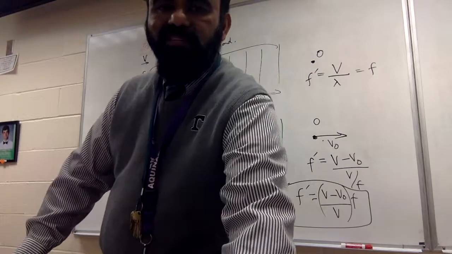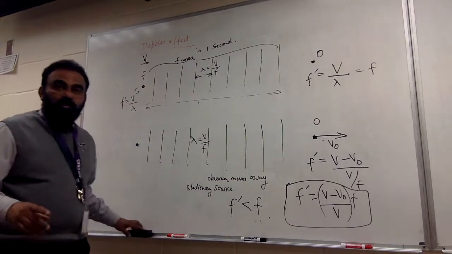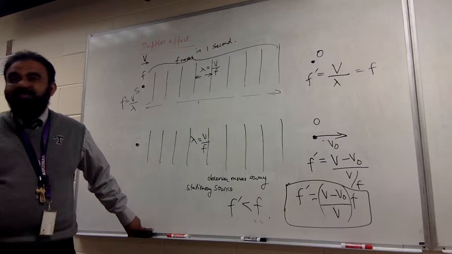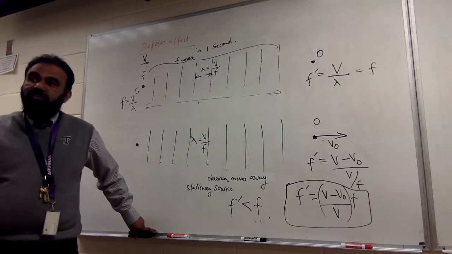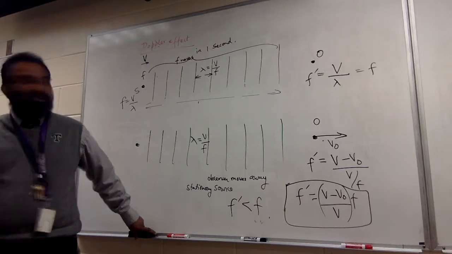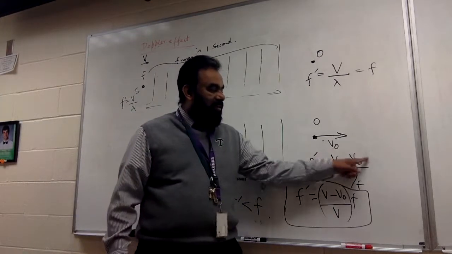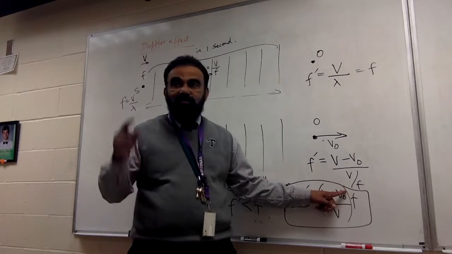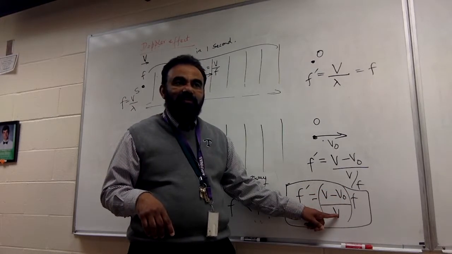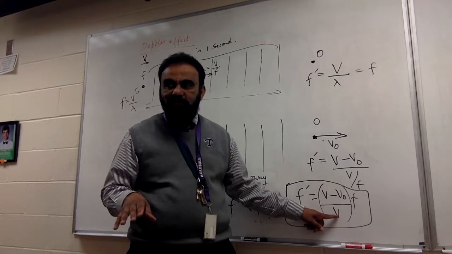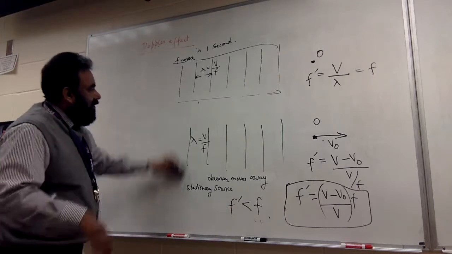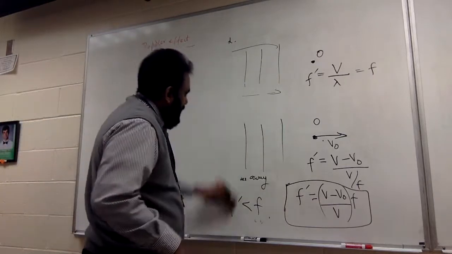What changes due to the source's movement? The wavelength changes. The speed doesn't change. What changes due to the observer's motion? The speed, not the wavelength. So basically, the numerator is going to be affected by the observer's motion, and the denominator is going to be affected by the source's motion, right? So we can just wind up the entire set of equations.